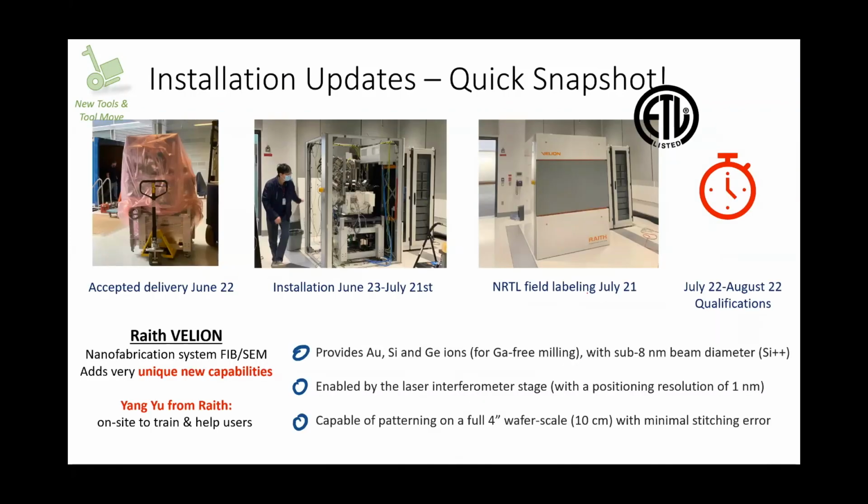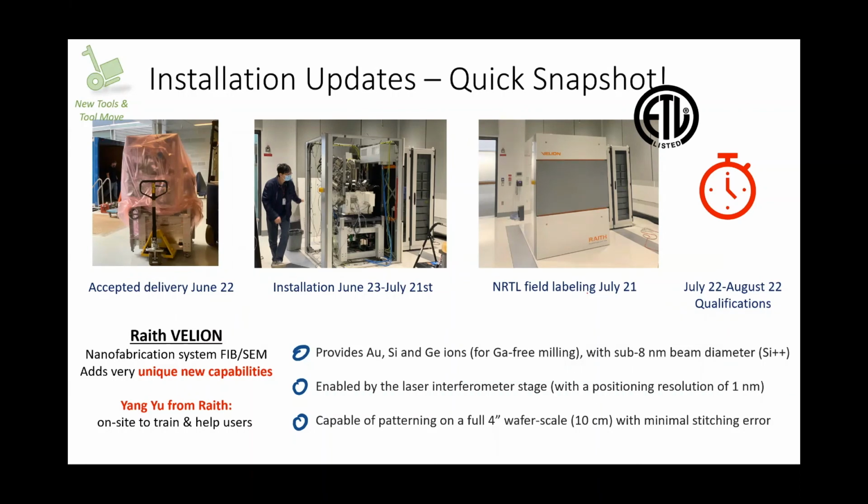The next instrument is a Raith Velion. The Raith Velion was accepted mid-June. It was installed up until recently, up until yesterday. We did an RTL field labeling for the tool, and currently it's going through the qualifications. We anticipate qualifications to go until mid-August. And this is a very exciting tool that will provide unique capabilities to the campus.